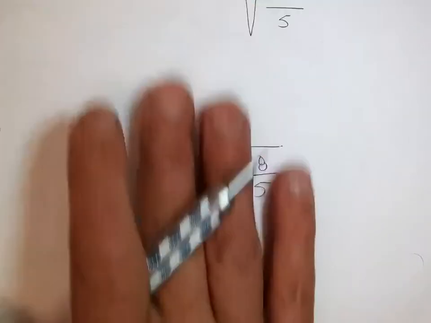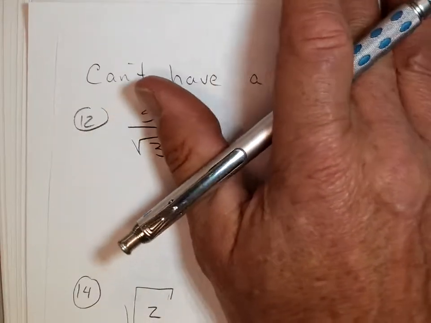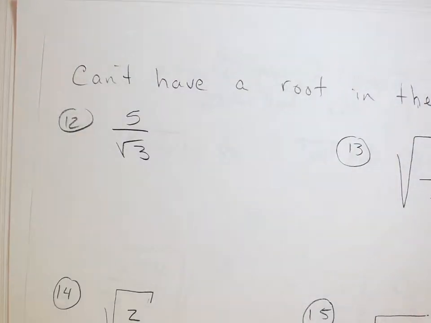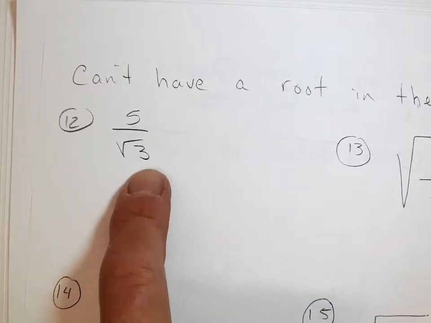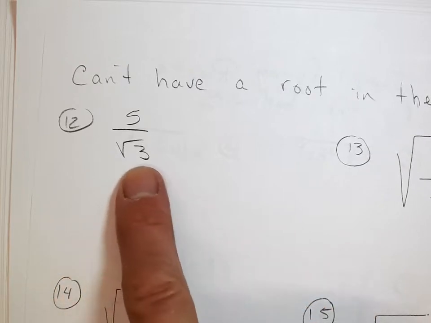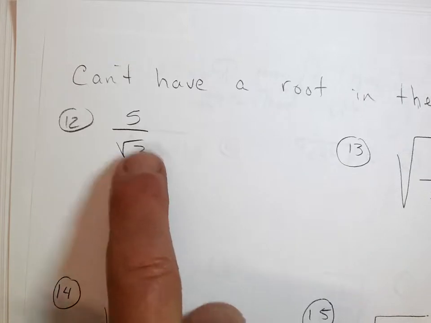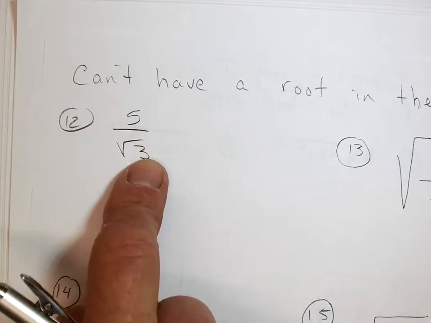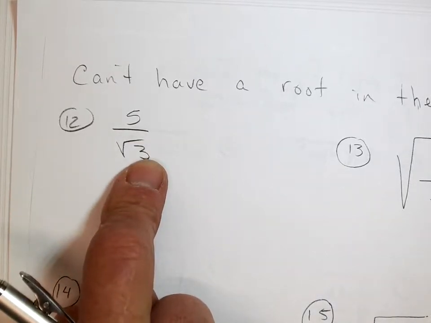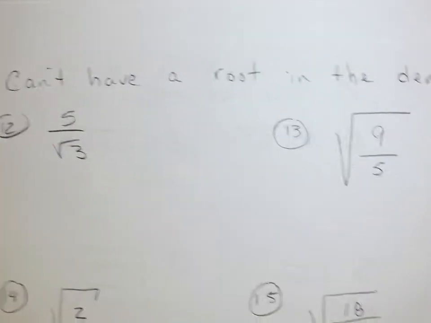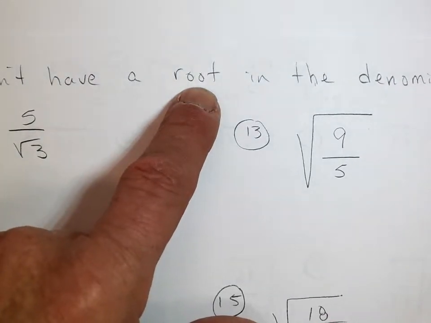Okay, number 12. Okay, so listen carefully. In number 12, there's a rule. It's actually not a very good rule, but it's a rule of mathematics. They'll say you cannot have a square root in the denominator, okay? That's the rule. In college, you'll have some professors that don't care, but most of them will. Most of them make the rule that you can't have a square root in the denominator. You can't have any root in the denominator. Okay, so how do you do it?